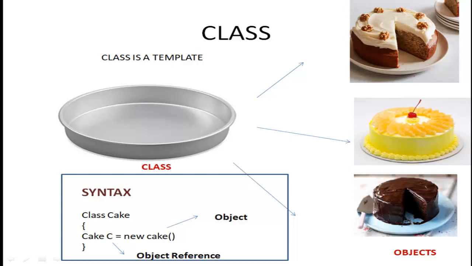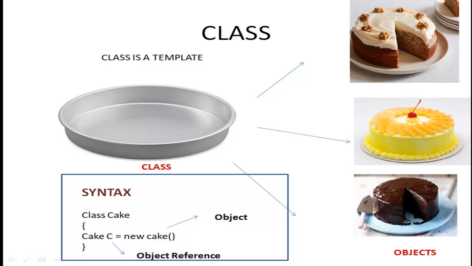Object is an instance of class. Class is a template from which objects are created with similar characteristics. Example, let us take cake mold. In cake mold, you can make n number of cakes. Here, cake mold is a class or template. Cakes you get is an object. You can make any type of cake like banana cake, pineapple cake, chocolate cake and so on. Cakes may be any type but their basic characteristics are similar.